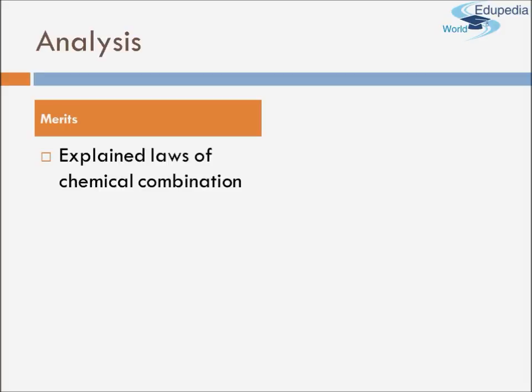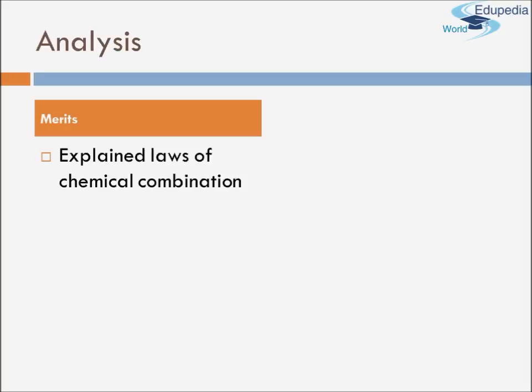First, let's look at the merits. He explained the laws of chemical combination. Now we know exceptions to the laws of chemical combination, and we know how they are actually wrong. For example, when he said compounds are formed in simple whole number ratios, that is wrong. Now we know a lot of complex compounds which do not have a simple whole number ratio molecular formula. The molecular formulas are quite complex. So we know that the laws of chemical combination might not hold true.